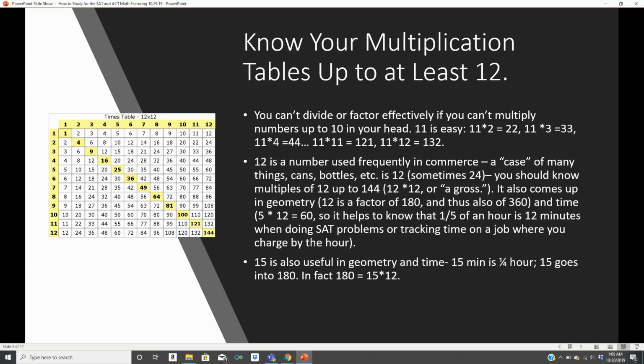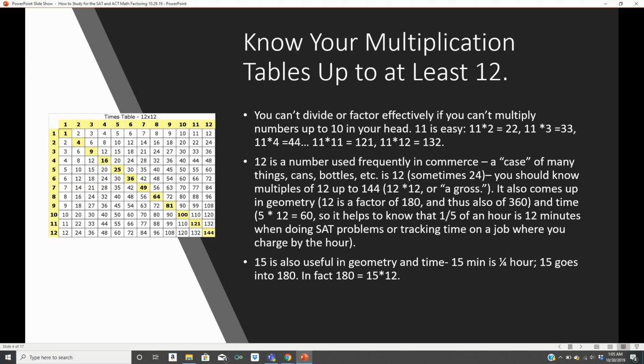You should know the multiples of 12 up to 144. 12 times 12 is 144, which is also a gross. That's used a lot in commerce. In fact, that's where the word grocery comes from, is because food vendors would buy things by the gross, so they buy 12 cases of it and sell them.